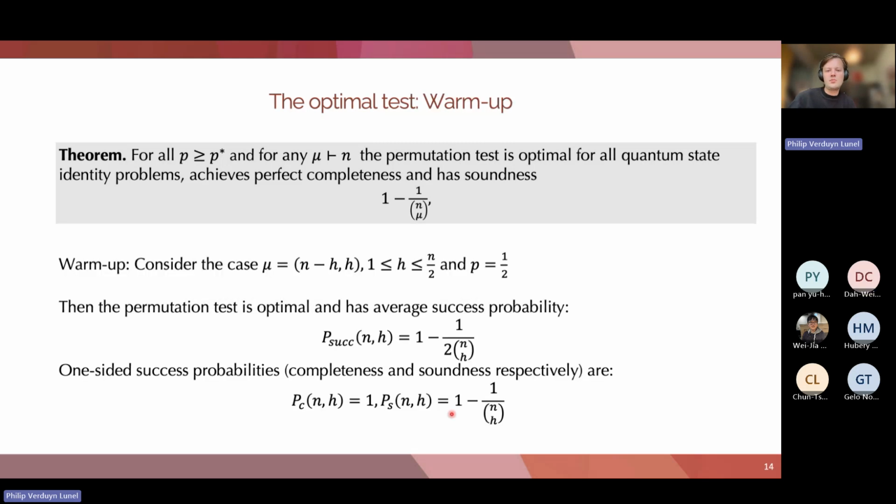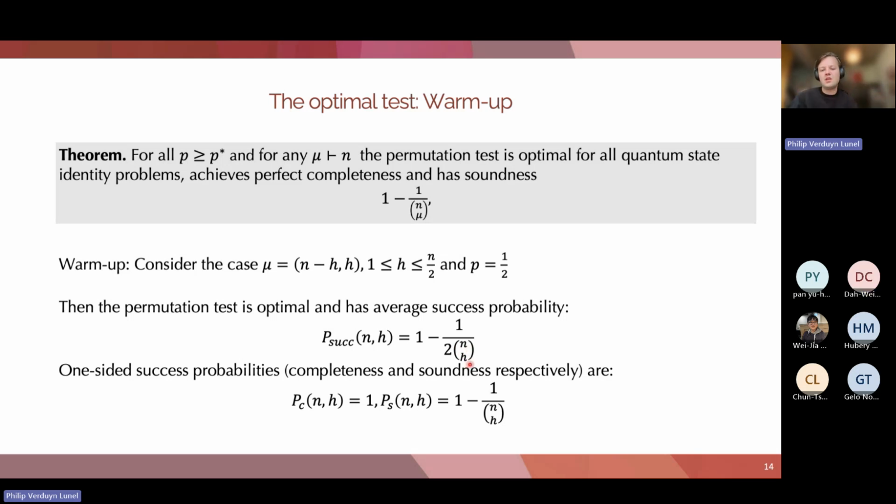So let me give you a little warm up of this theorem. Consider the case where we actually only have a partition of two sets. There are going to be n minus h states that are equal, and there are going to be h equal states that are orthogonal to the other n minus h states. And this h can be anywhere between 1 and n over 2. N over 2 is just because the first partition is always the biggest. And let's assume that I'm going to give you 50-50 inputs. So they're either going to be all equal, or these h states are going to be orthogonal to the rest. Then this permutation test is optimal, as our theorem implies. And it has perfect completeness, and then the soundness is as described there. So the average success probability, because in this case it's this 50-50 input, is going to be 1 minus 1 over 2 times this binomial.